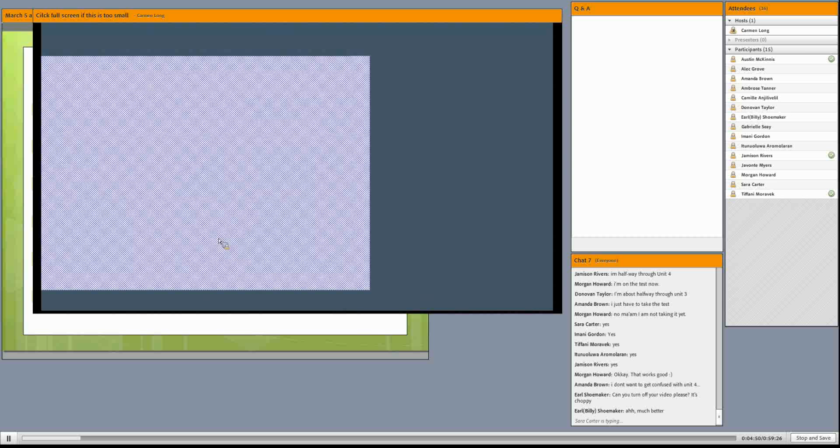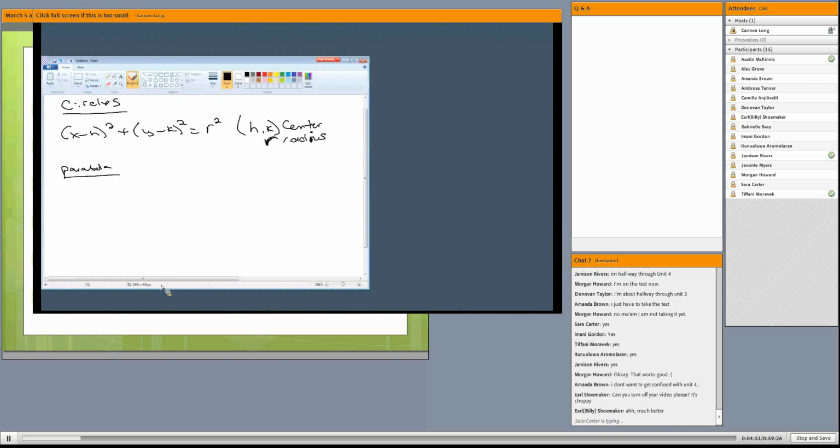Okay, you've got two different formulas. You've got the parabola that goes up or down, right? And you've got the parabola that goes left or right? Does anybody remember how we remember which one's which? How do we remember which way it opens in the equation?